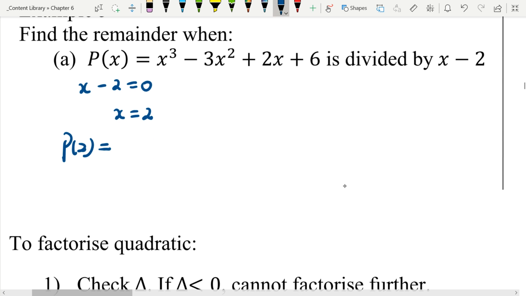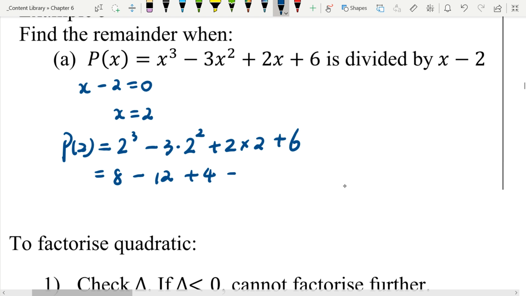So P(2) equals 2 to the power 3 minus 3 times 2 to the power 2 plus 2 times 2 plus 6. So that's 8 minus 12 plus 4 plus 6. And that's 6.